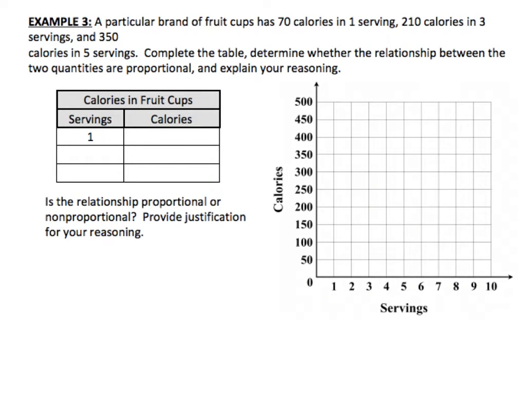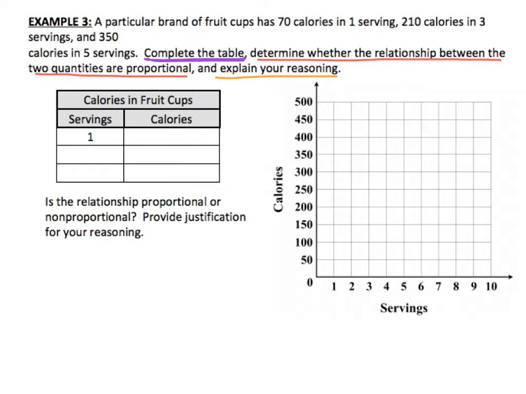And last but not least, our particular brand of fruit cups has 70 calories in 1 serving, 210 calories in 3 servings, and 350 calories in 5 servings. We have to complete the table, determine if the relationship between the 2 quantities are proportional, and explain our reasoning. So let's first start with completing the table.